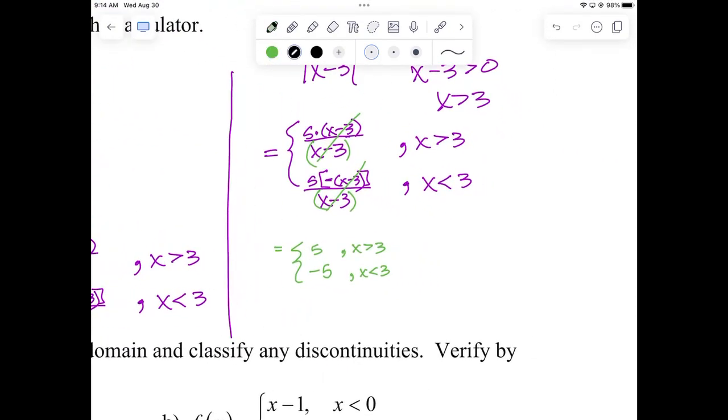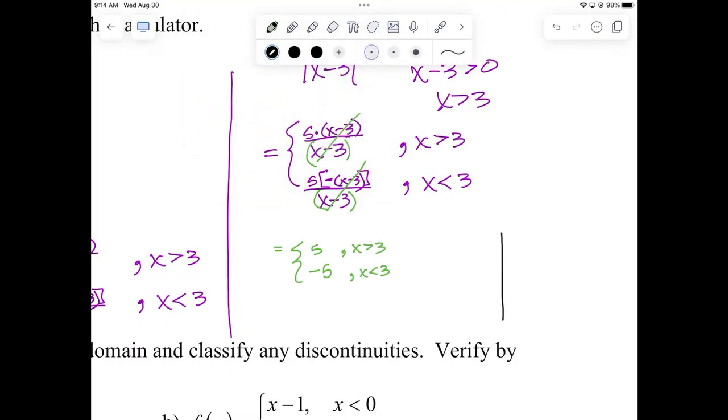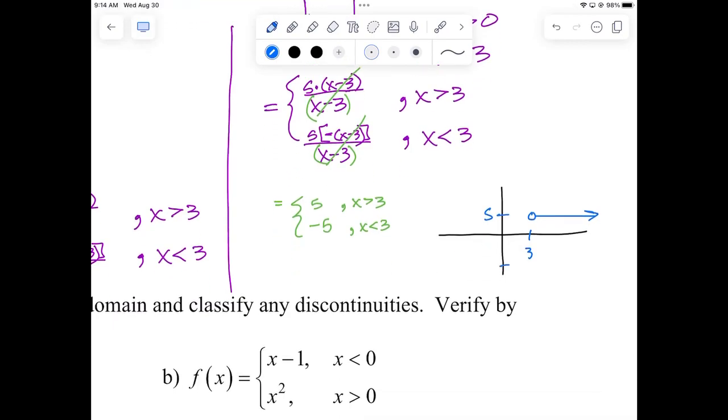Let's graph that function. I'm still trying to re-navigate these buttons here. They moved them on me. All right, so here's 3 right here. This is how you graph a piecewise function. You go to that spot where it changes from one to the other. To the right of 3, it's going to be +5. So I'm going to mark that as 5. I'm going to put an open circle because it's not inclusive, and I'm just going to draw a horizontal line to the right. That graph is a 5 everywhere to the right of 3. And then down here, I'm going to put a -5 and an open circle, and I'll draw a line to the left.